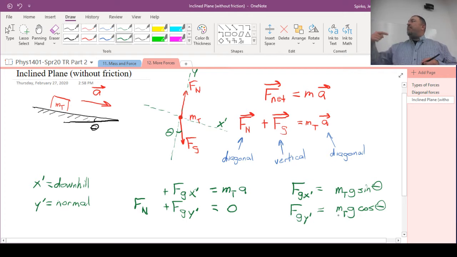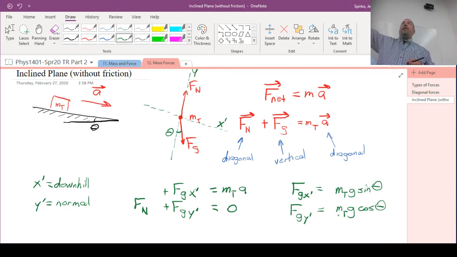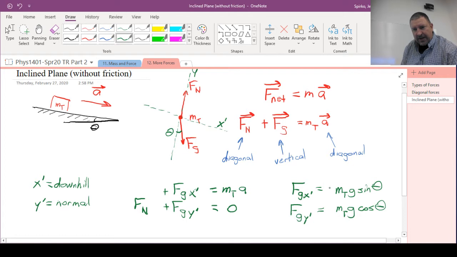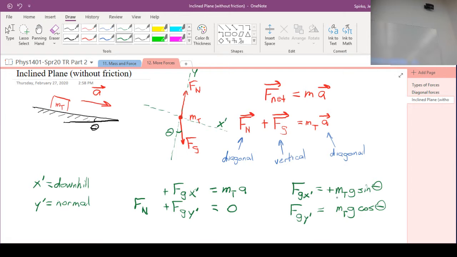So does gravity point more x prime downhill or against x prime uphill? Gravity points more x prime downhill. So this one's plus. And does gravity point more with the normal force or against the normal force? Against, so that one's negative.